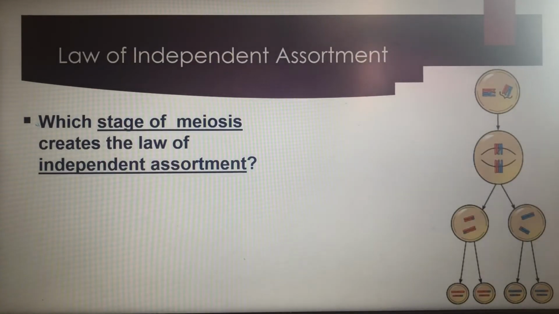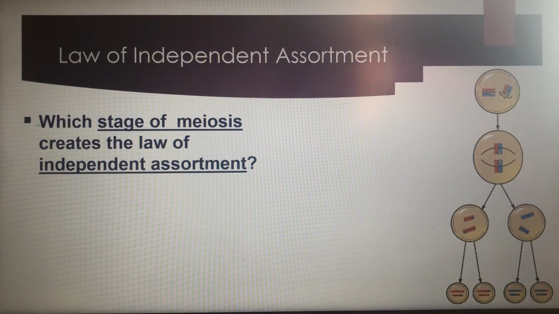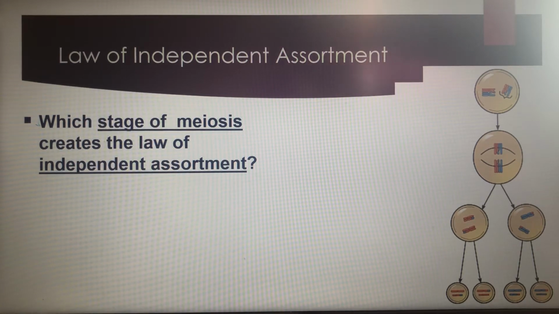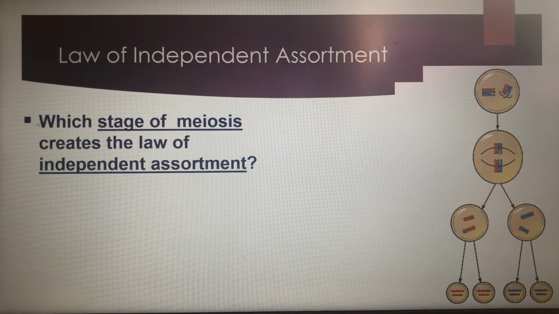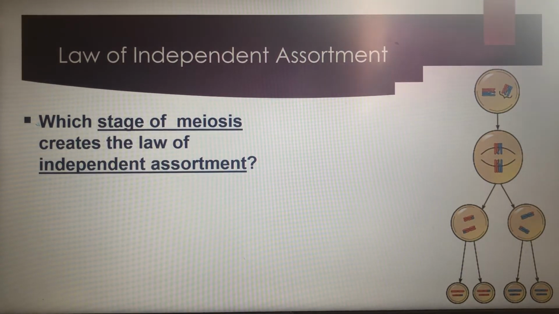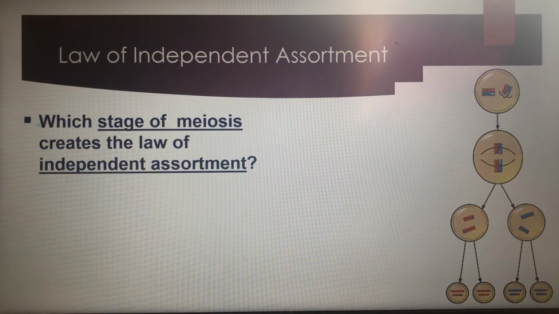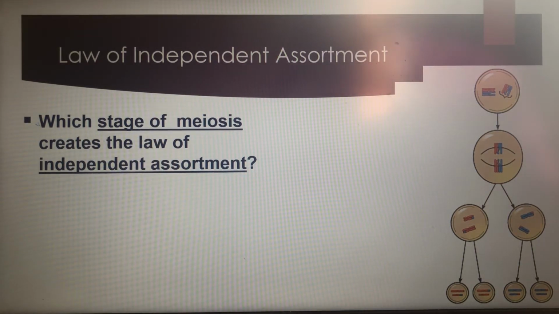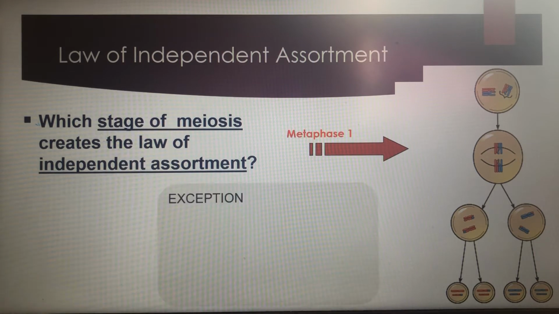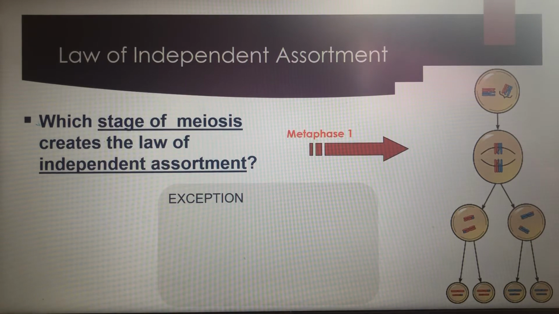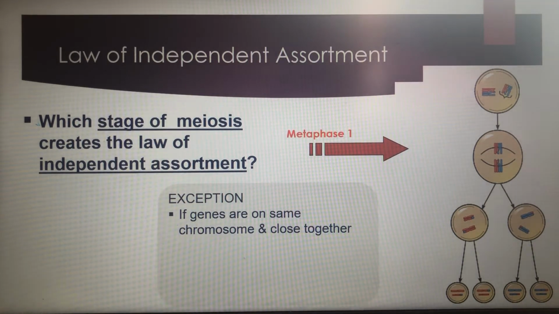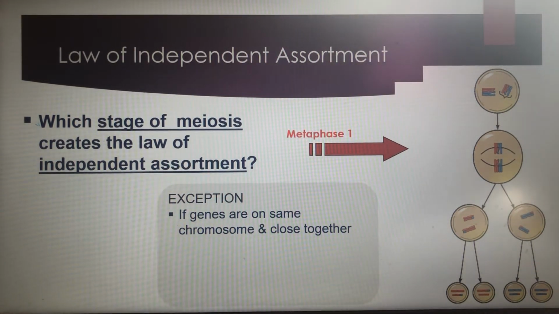All right, so here we are with the law of independent assortment. At which stage is it illustrated? Well, we have talked about that in our previous unit. It occurs in meiosis 1 during metaphase. And here we are in meiosis 1, metaphase 1. The exception would be if genes are close together and they're linked.